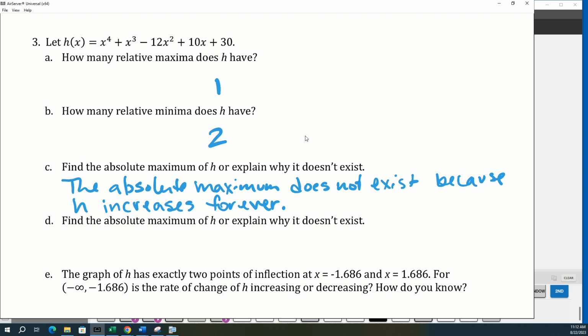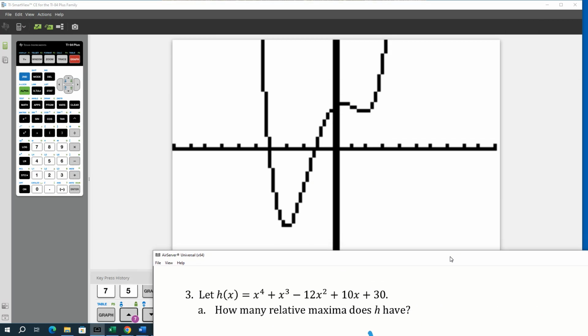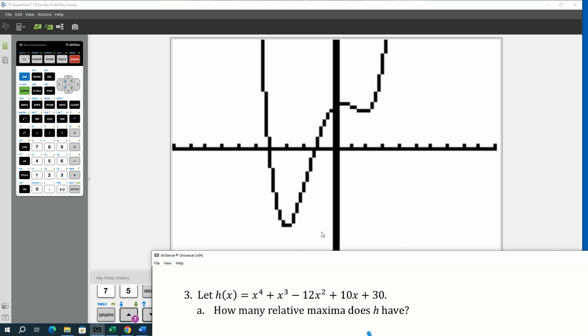Now there's a typo. I did ask that same exact question again. I did not need to. So D should say, to find the absolute minimum of H or explain why it doesn't exist. So does H have an absolute minimum? Yes. So this point right here.